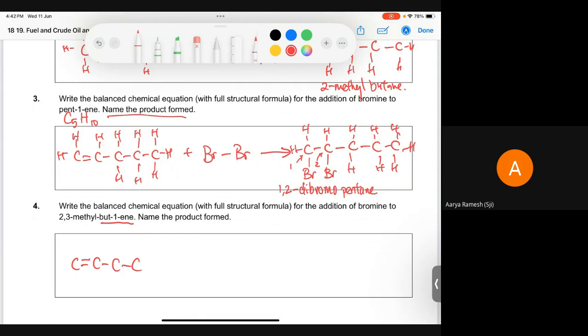Okay, so this but-1-ene. I need to put a CH3 at the second and third carbon. So second carbon will be here. So CH3. I'm going to put on the third carbon another CH3. Okay, I'm going to put a CH3 over here as well. Okay, then after that, the rest I'll just complete with H. Okay, so this is actually your 2,3-dimethylbut-1-ene.